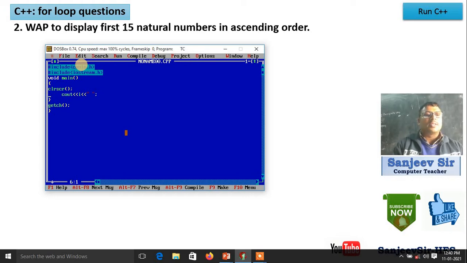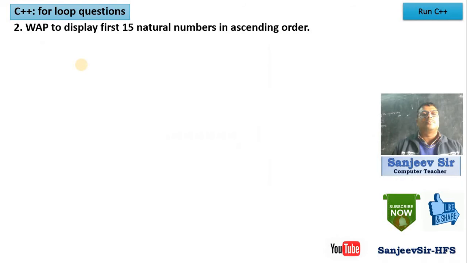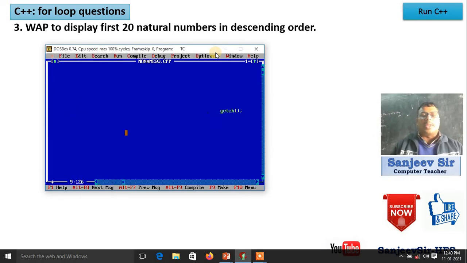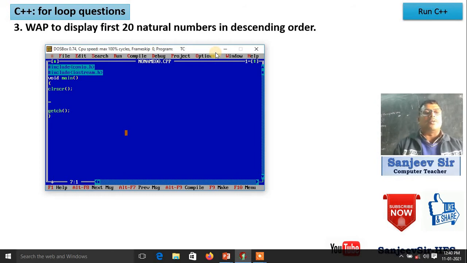Question number 3 is that we have to display the first 20 natural numbers in descending order. Okay, there is some problem in the computer, no problem. We will make one loop with the variable i: for i is equal to 20, the starting value is 20 down to 1, that will be descending. So i is equal to 20, i greater than or equal to 1, i++.